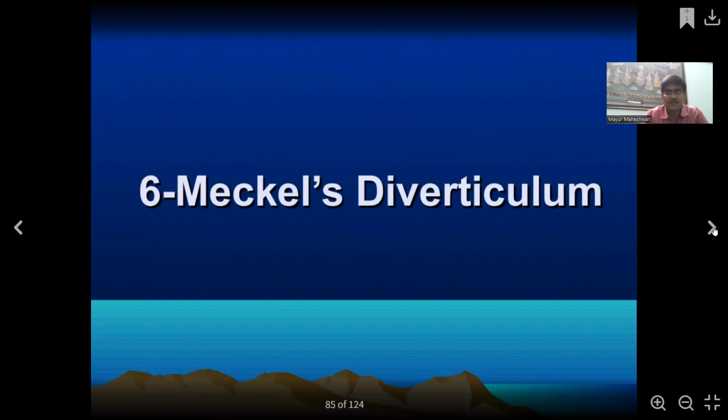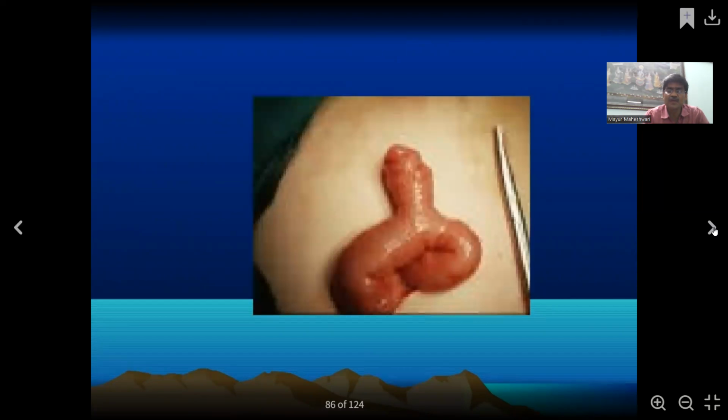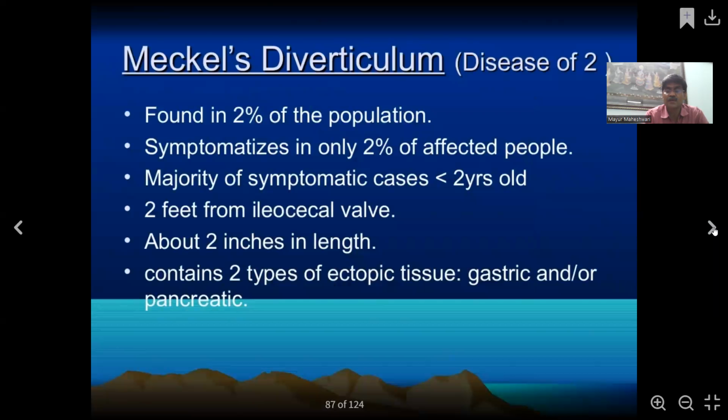Another important surgical pathology is Meckel's diverticulum. So Meckel's diverticulum is an abnormal diverticular opening that is situated in the terminal ileum 2 feet proximal to the ileocecal region. It is known as a disease of twos because it is found in 2% of the population.